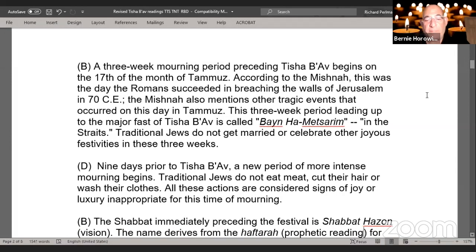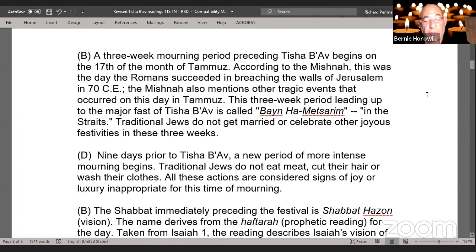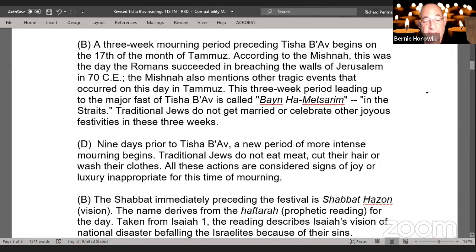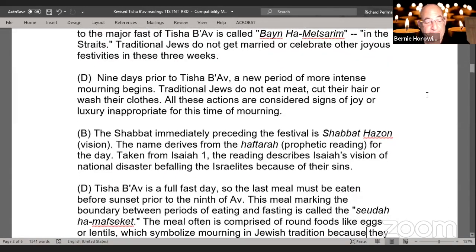A 3-week mourning period preceding Tisha B'Av begins on the 17th of the month of Tammuz. According to the Mishnah, this was the day the Romans succeeded in breaching the walls of Jerusalem in 70 CE. The Mishnah also mentions other tragic events that occurred on this day in Tammuz. This 3-week period leading up to the major fast of Tisha B'Av is called Bein HaMetzarim, in the Straits. Traditional Jews do not get married or celebrate other joyous festivities in these 3 weeks. 9 days prior to Tisha B'Av, a new period of more intense mourning begins.